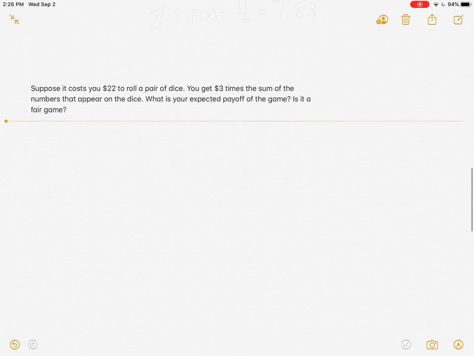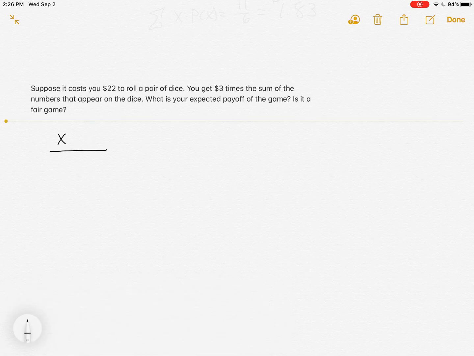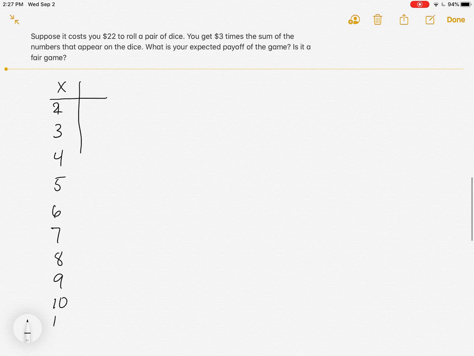So I'm going to take some time to move this down because this is going to take us a little bit of work. Remember the sums that could come out as you roll a pair of dice. From a sum perspective, you couldn't get a 1, but you could get a 2, a 3, a 4, a 5, 6, 7, 8, 9, 10, 11, and 12. There's 11 different sums you could get. And what we need to do is find the probability of each.